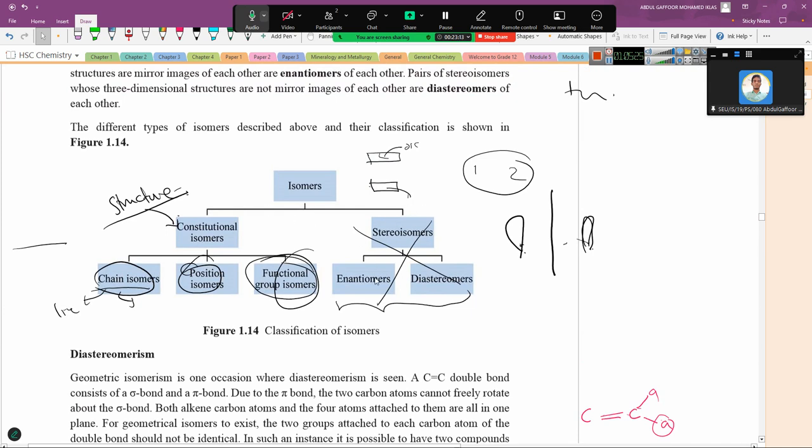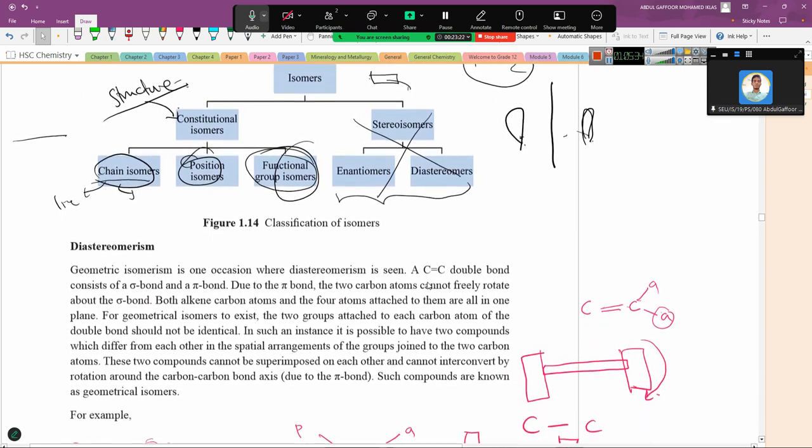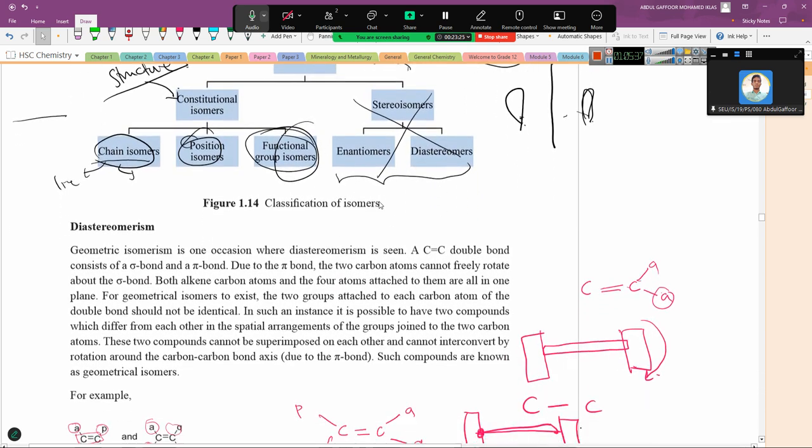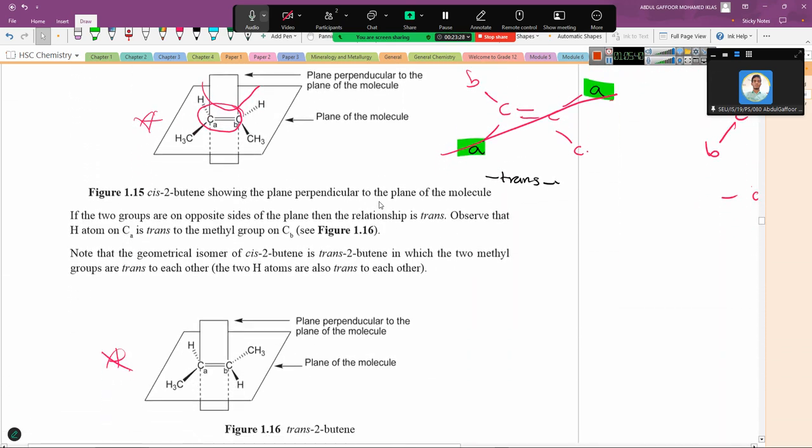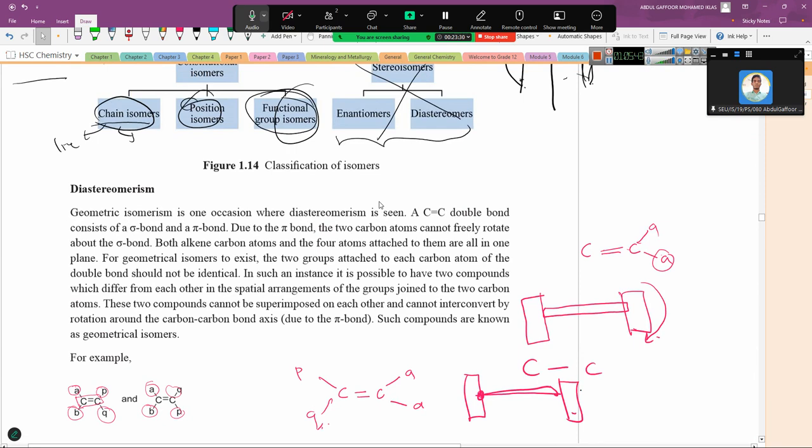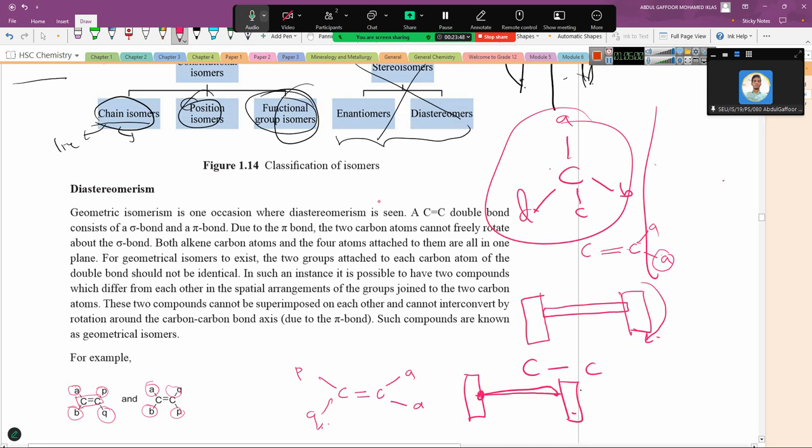So under stereoisomers, we have enantiomers and diastereomers. Enantiomers are the mirror images. So mirror images mean there should be unsymmetrical or non-overlapping mirror images. Have you understood that? Here if you have carbon, it should be A, B, C, and D. If you take the image of this one, and the image and the object are not superimposable, they cannot overlap each other, then they are called mirror images, enantiomers.